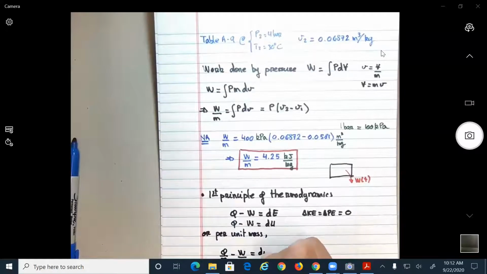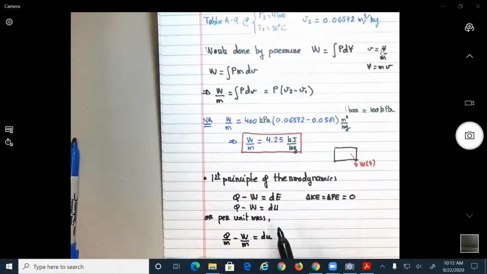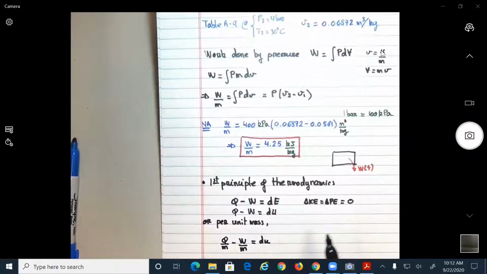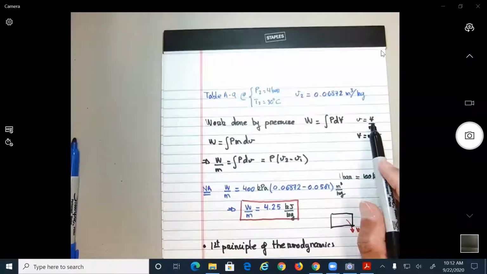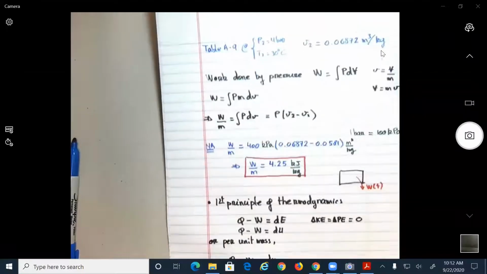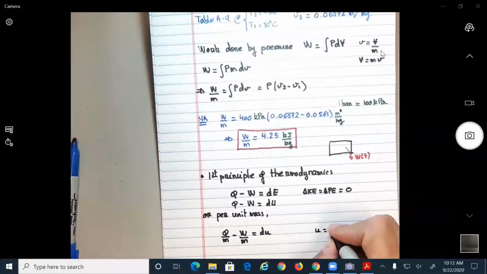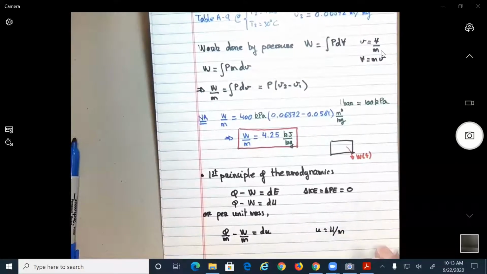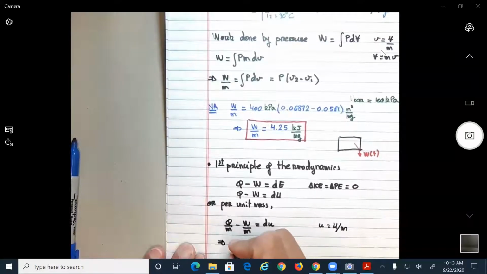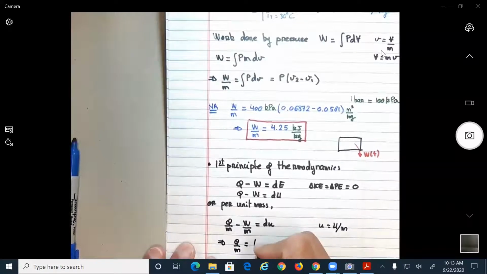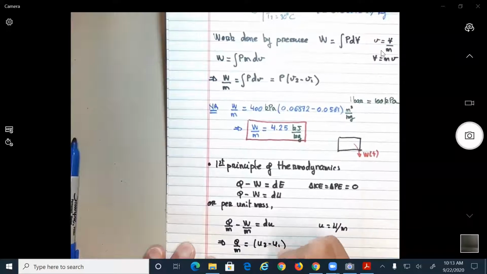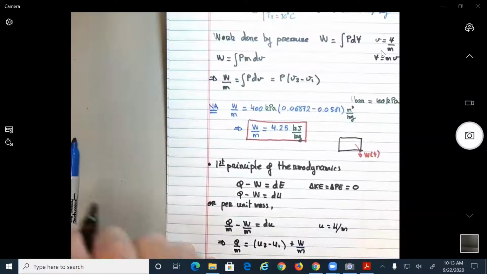Remember, for specific values, they always use lowercase. Same thing for volume. You see lowercase v means specific volume, capital V means volume, okay? So same thing with the other properties. For example, this is internal energy, capital U will be the normal energy, lowercase u will be the specific. So where u, if you want here, is just capital U divided by m. All right, so this will give us the equation that the amount of heat per unit mass that is either added or removed needs to be equal to what? u2 minus u1, the change in internal energy, plus the work done by the piston.